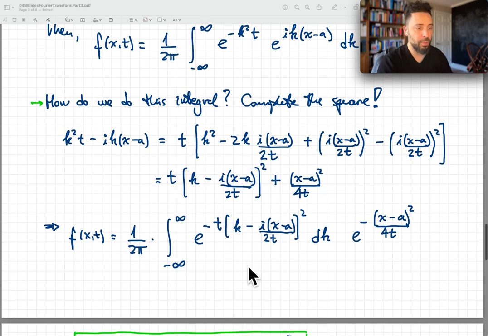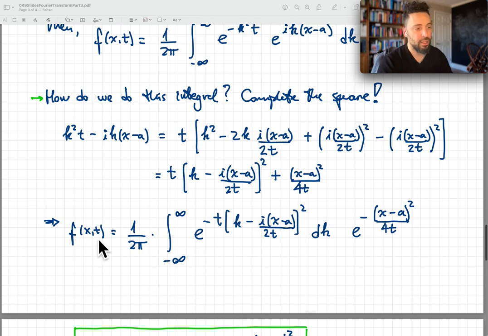So when I write it in the solution, it looks like this. f of x, t is 1 over 2 pi, integral from minus infinity to infinity, e to the minus t, and our perfect square that we have from here. And that's where the integral ends, by the way. This whole thing needs to be integrated. It's my Gaussian integral. And I'm going to switch variables from k to k prime, say, by shifting this variable k by minus i (x minus a) divided by 2t.